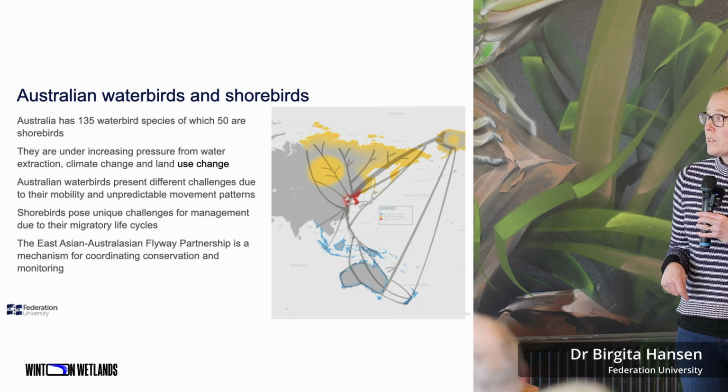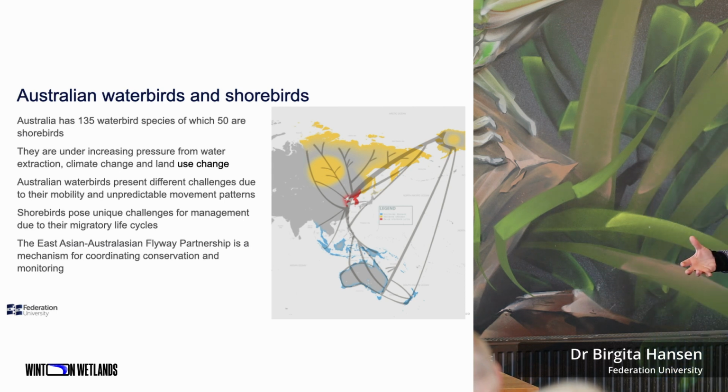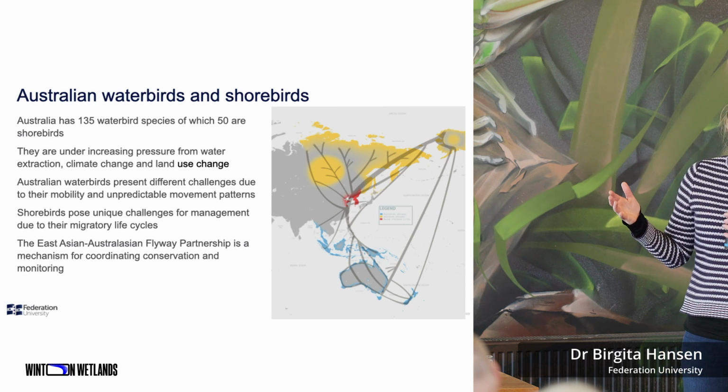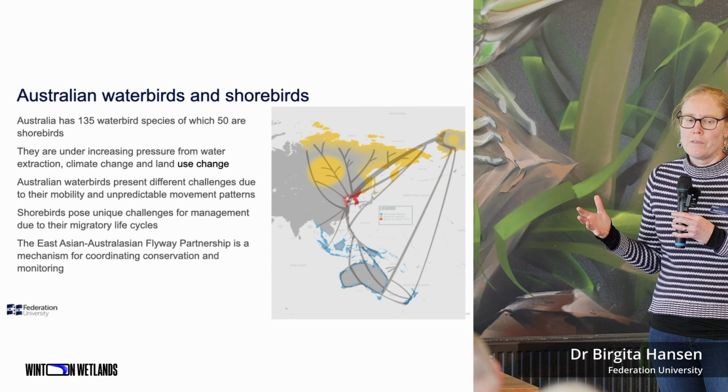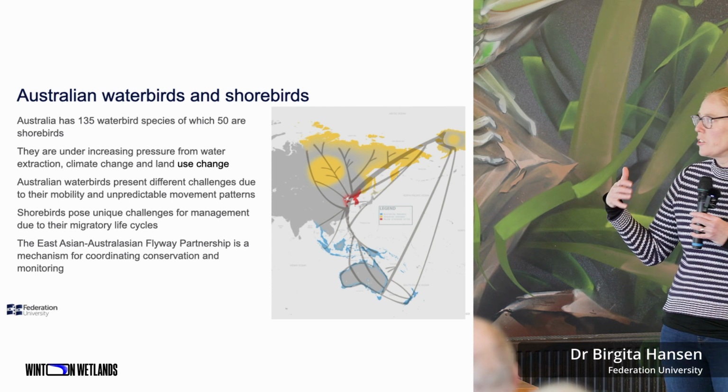50 of those are shorebirds, and that includes migratory and non-migratory species. And all of those are under pressure from water extraction, land use change, climate change. And the waterbirds, I mean, we all know waterbirds, they're a really iconic group of animals in this country because they're so tied to our boom and bust conditions.